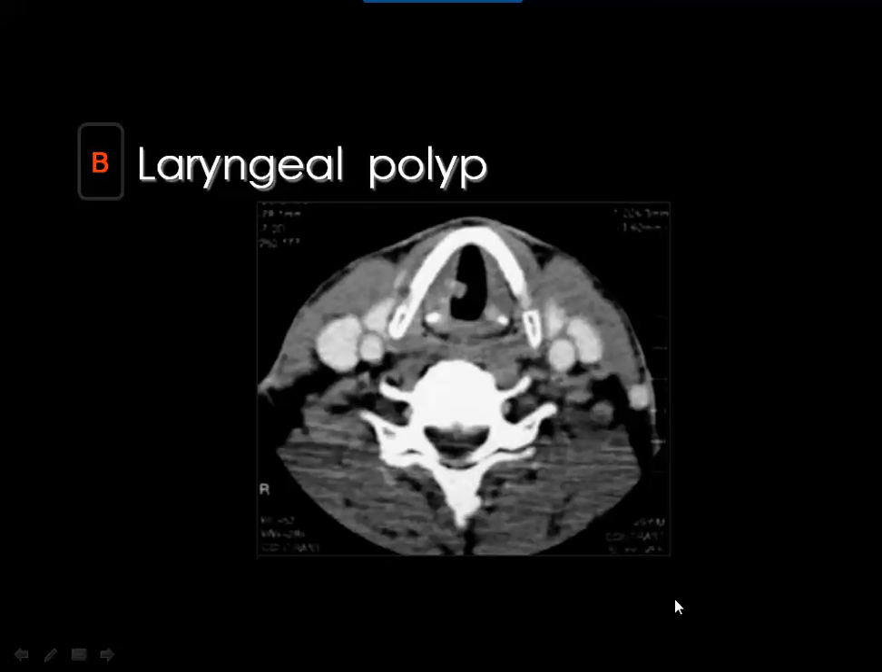Well, laryngeal polyps are also seen in singers and in many who are talking a lot like me, and you can see a polyp here in the true vocal cord on the right side. These are benign hyperplastic polyps.